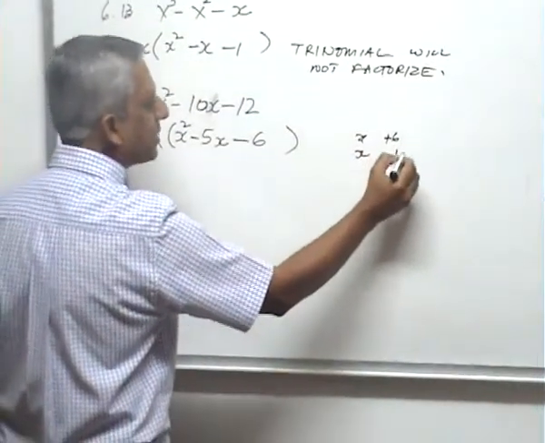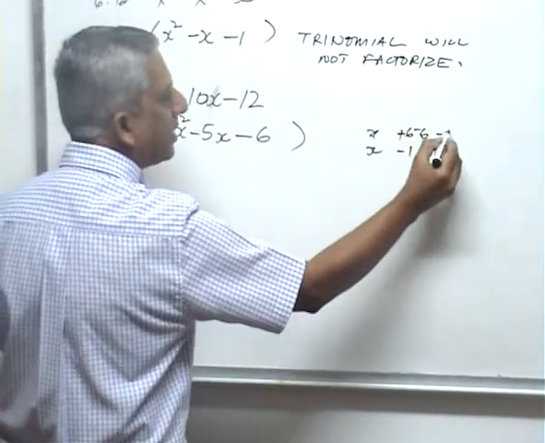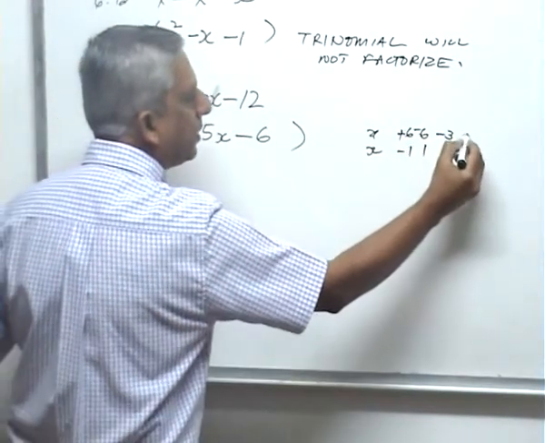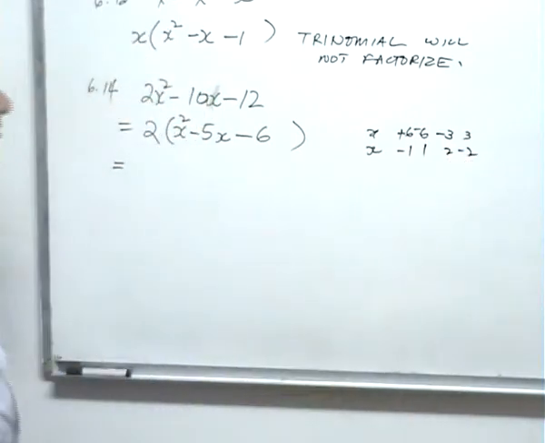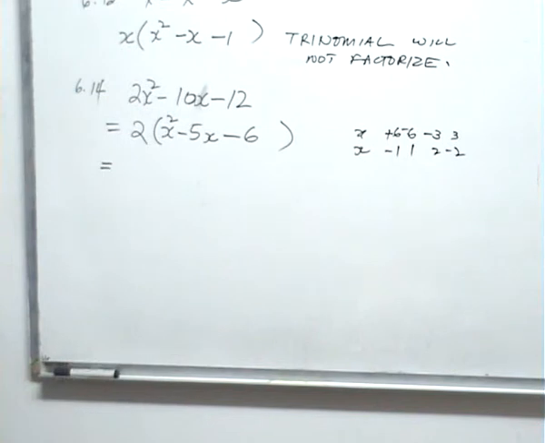Let's say you've got plus 6 and minus 1. Let's say you've got minus 6 and 1. You can have minus 3 and 2. You can have 3 and minus 2. You have a lot of choices. All those give me minus 6. So you have to make the right choice.